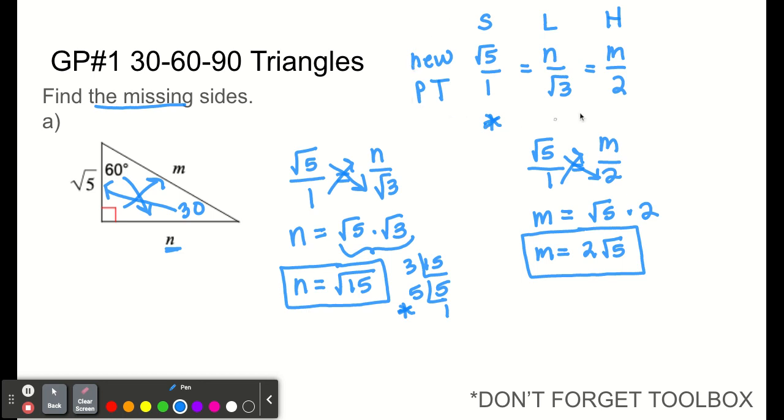So we're going to set up our ratio, short leg, long leg, hypotenuse. Remember the parent triangle is 1, 2 for the hypotenuse, and rad 3 for the long leg. We have to always start with the ratio that we have no variable in, which is the square root of 5 over 1 in this case, and set it equal to both of the other two proportions or ratios separately to find those missing values.